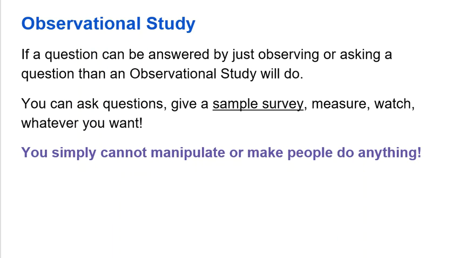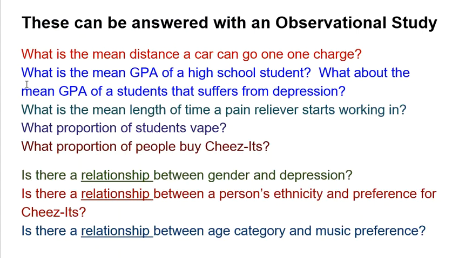Right? You're not helping them. You're just saying, sir, will you get on the scale so I can get your weight? You're not manipulating them. You're not making them do anything. The moment you manipulate or force people to do something, sir, I need you to go on a diet for 3 weeks, then I'm going to weigh you. Whoa, whoa, whoa. Now I'm making somebody go on a diet. That's not an observational survey.